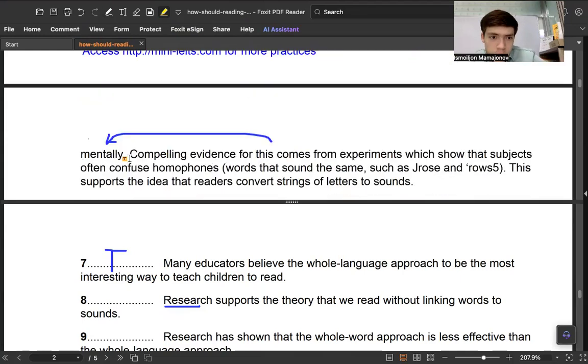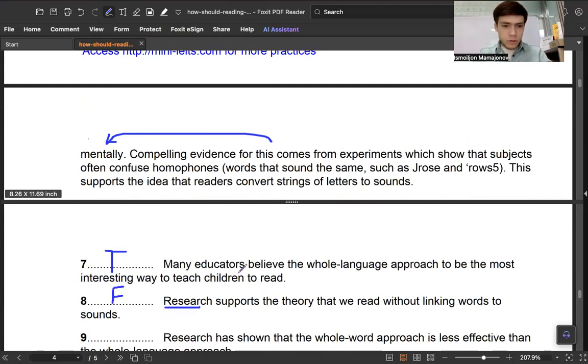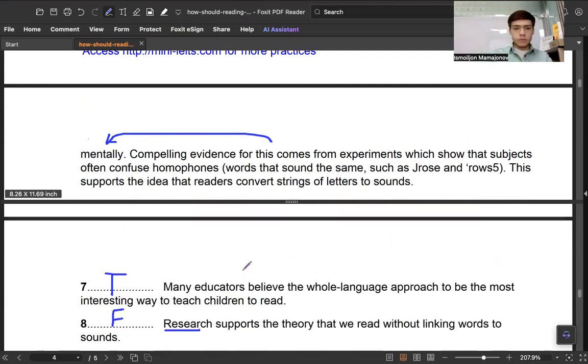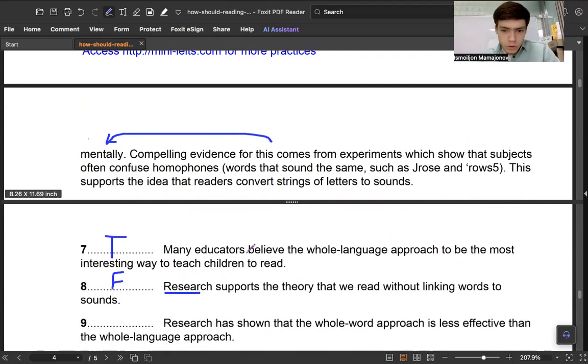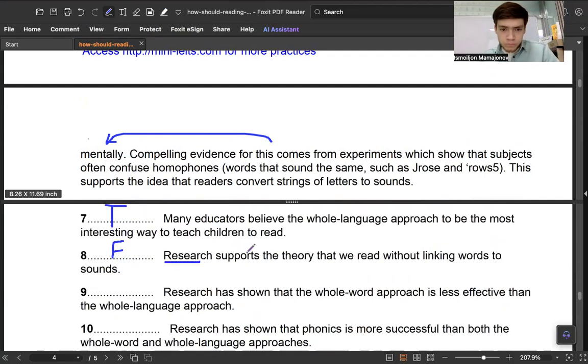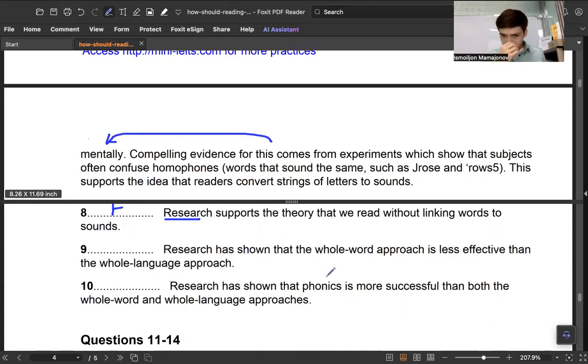And in the next paragraph, it says compelling evidence for this. So for this means sounding out. This is the reference. Comes from experiments. Okay, whatever. So yeah, it's giving the exact opposite thing. As I said, is it even true false or yes, no? It's true false. Interesting. Okay, the research has shown that whole word approach is less effective than whole language approach.